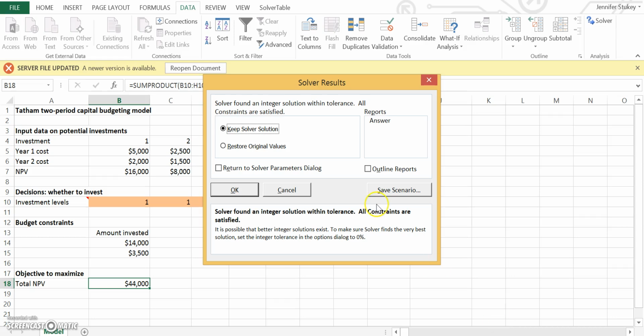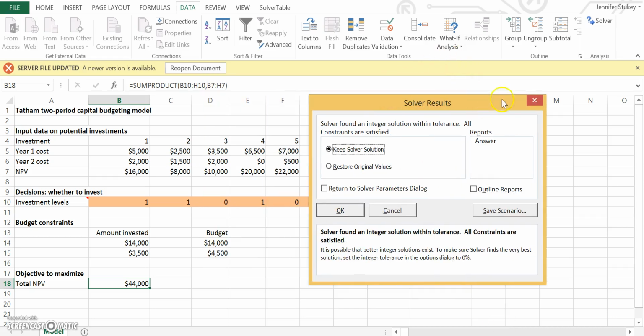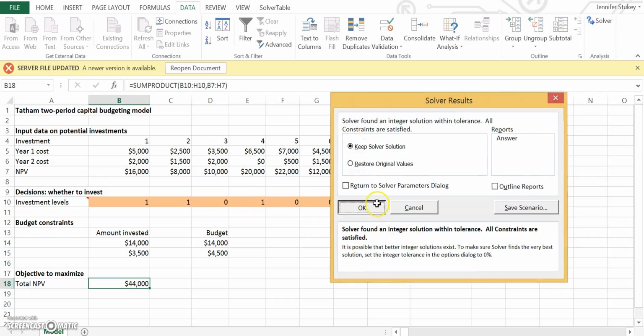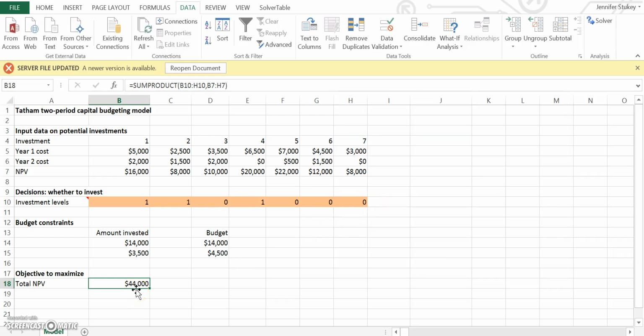So this indicates that your optimal solution would yield a net present value of $44,000, and you would invest in investments 1, 2, and 4. I'm sorry, you would invest in investments 1, 2, and 4 under this scenario. So this is fairly similar to what you were going to do in your problem 40, although you're going to have a 5-year term in that.